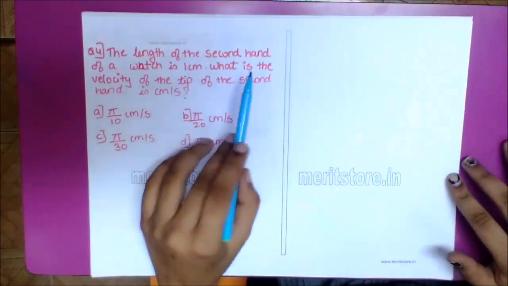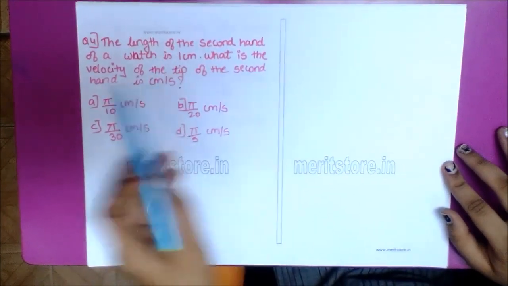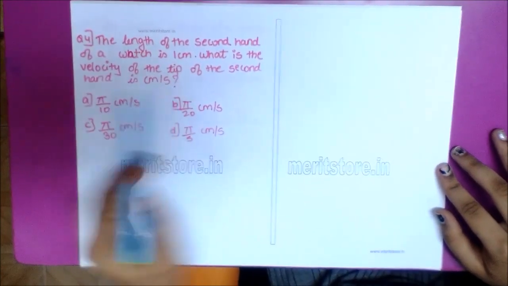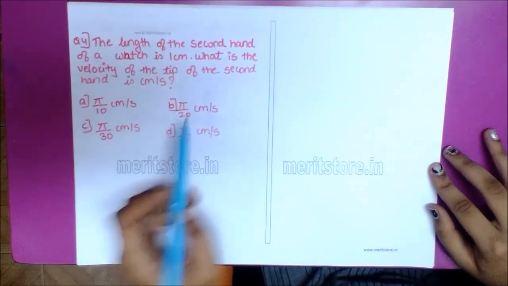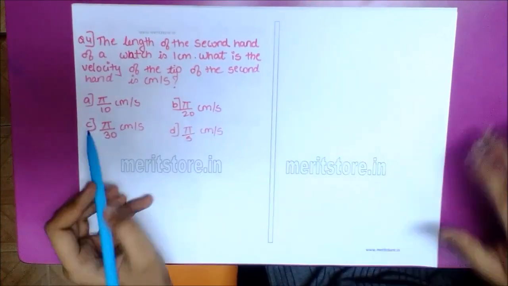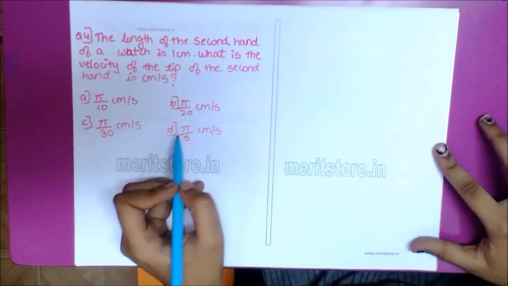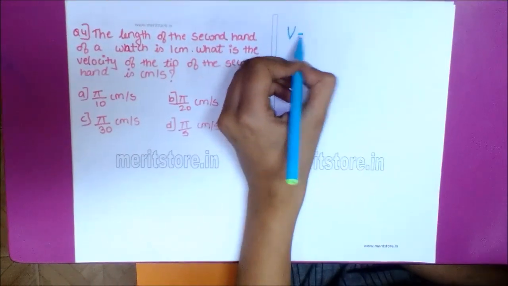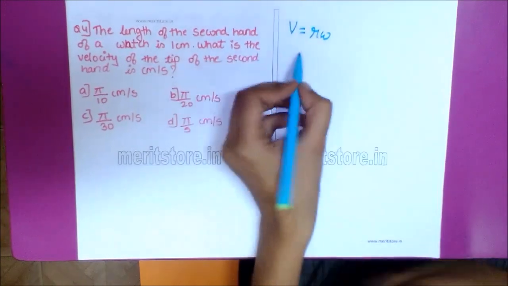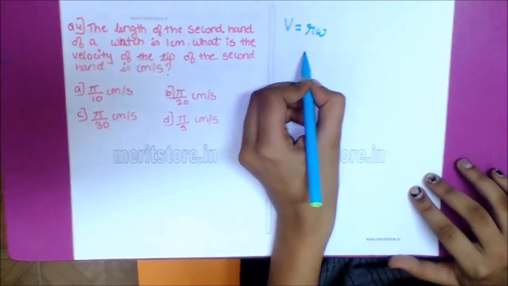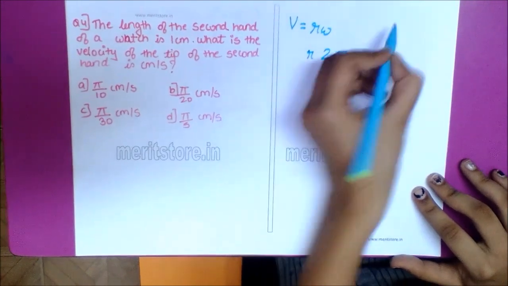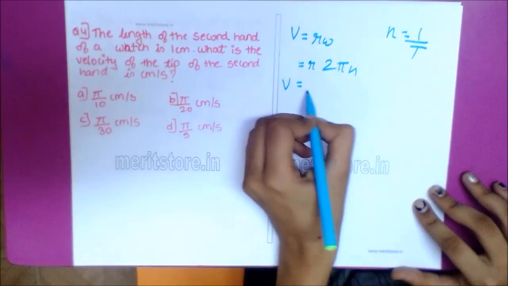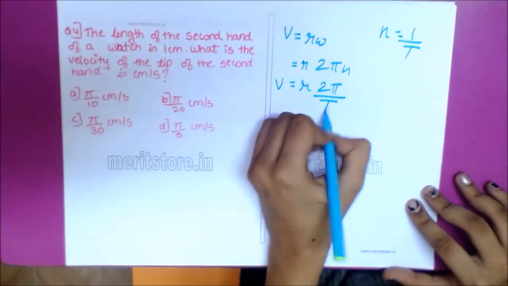Question 4. The length of the second hand of a watch is 1 centimeter. What is the velocity of the tip of the second hand in centimeter per second? A) pi by 10 centimeter per second, B) pi by 20 centimeter per second, C) pi by 30 centimeter per second, D) pi by 5 centimeter per second. So over here we know that v is equal to r omega. Substituting the value of omega as 2 pi n, but what is n? n is 1 by t, so v will be r into 2 pi by t.